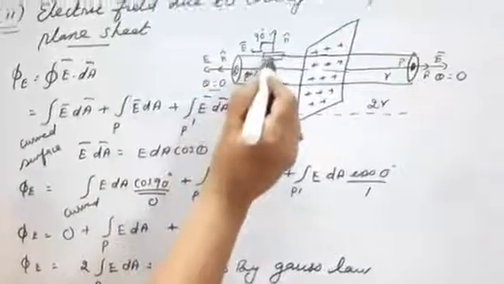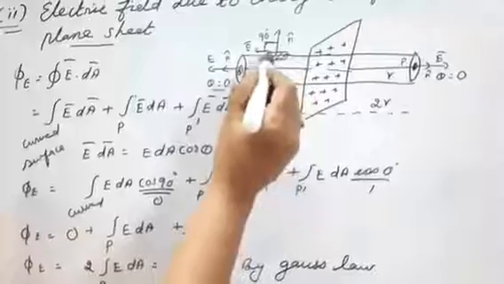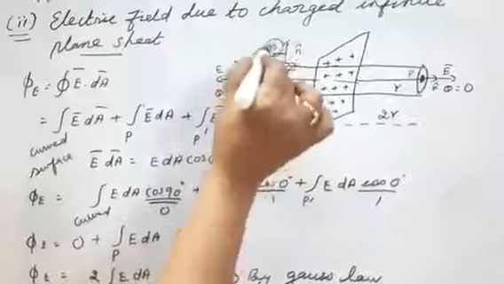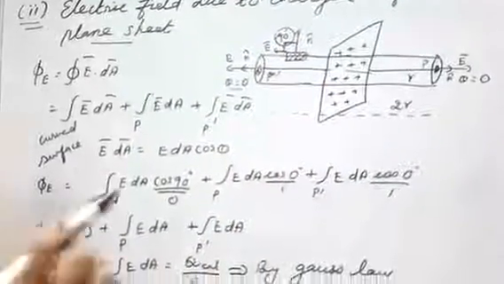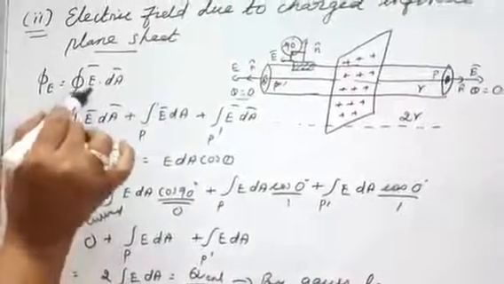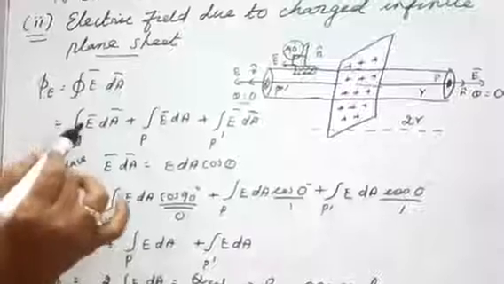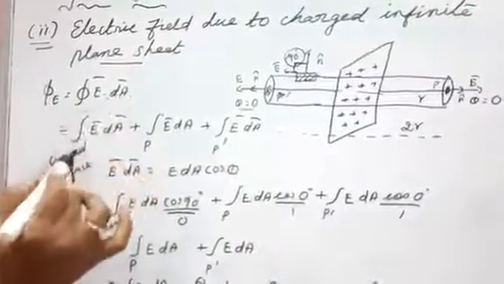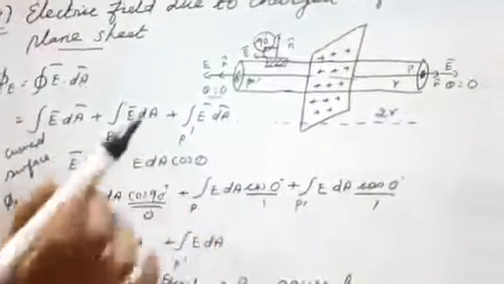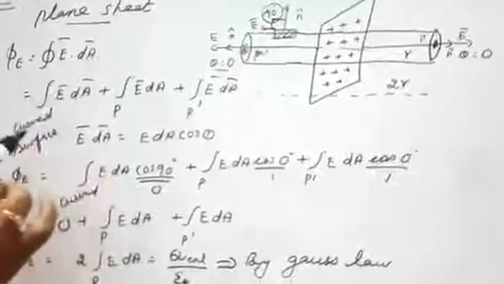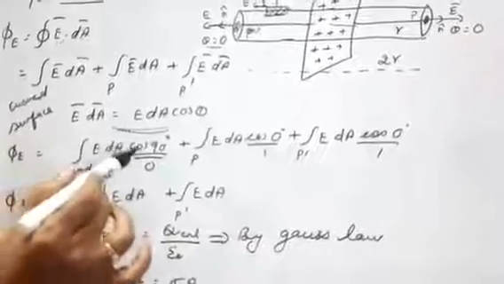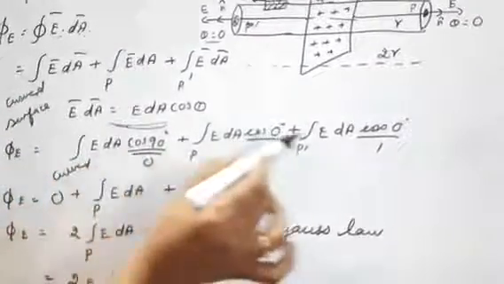And at the top surface we can take one area. In this element the electric field is in this direction and n cap is in this direction, so the theta value in between is 90. Now we can take phi E, which is equal to the closed integral of E into dA. This E dA we have to divide into three groups: the curved surface, the P side and the P dash side. We know that E dA is E dA cos theta, so we write E dA cos theta for the curved surface, the P surface and the P dash surface.